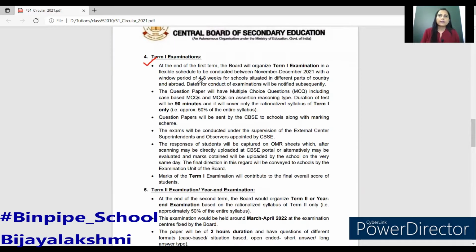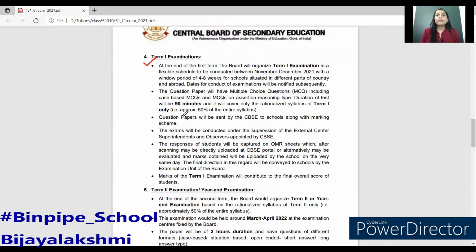notified by the board. The second point is that the question paper for the first term will be multiple choice questions. This has to be noted, and it will be of 90 minutes, that is 1.5 hours.